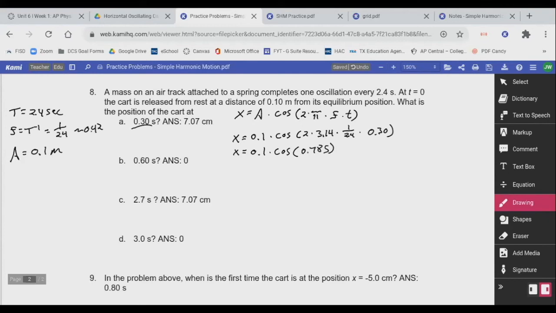0.785, nice clean number. Now I'm going to take the cosine of that, but first I'm going to check the mode in my calculator and confirm it's in radians. Then I click cosine of my 0.785, enter, and then multiply by 0.1. And what I get is X equal to 0.0707, on and on and on. Now, this is in meters. Their answer is in centimeters, so I would simply multiply by 100. X is equal to 7.07 centimeters. That's the same thing they got.